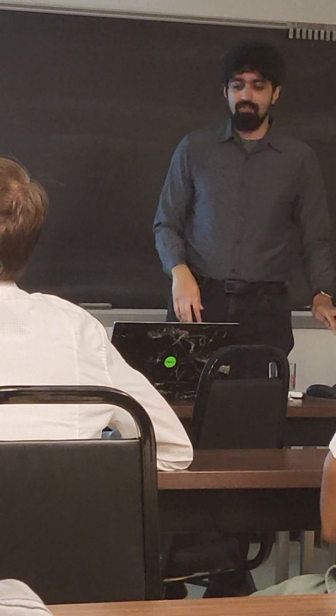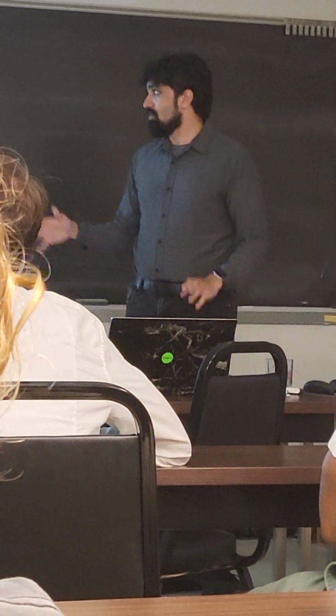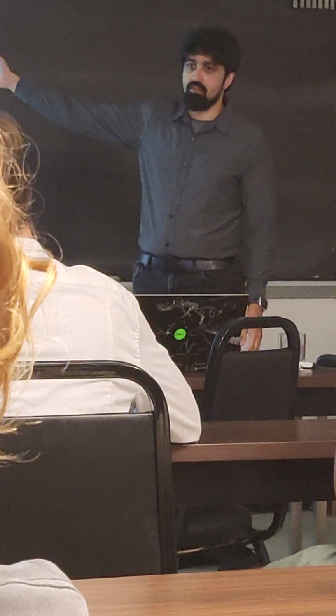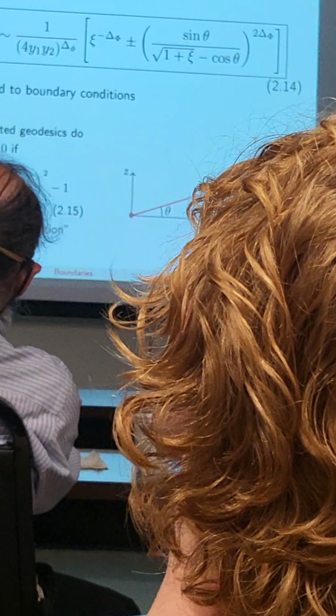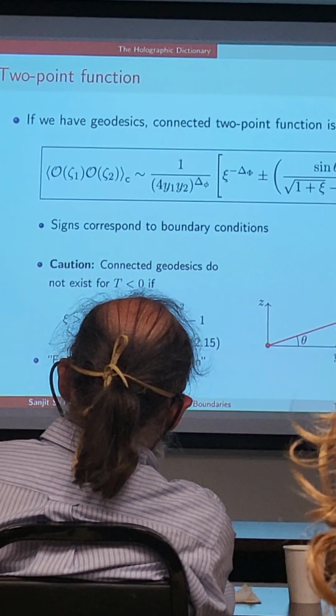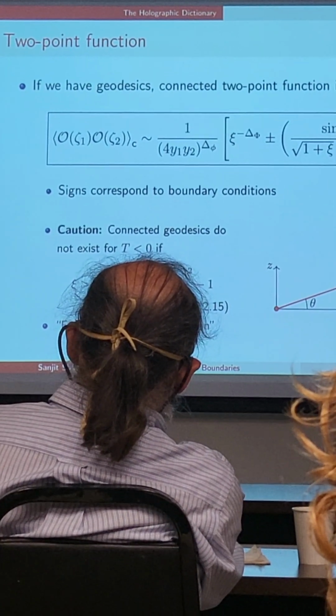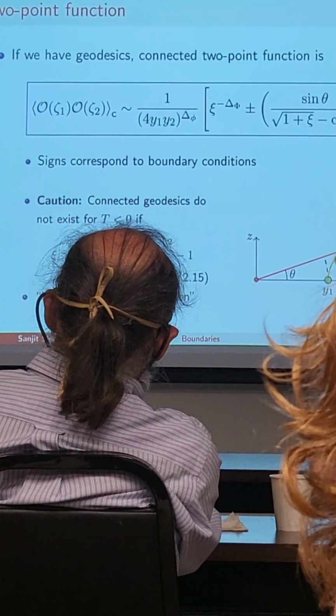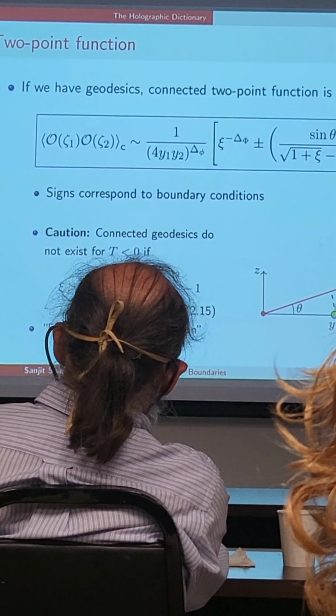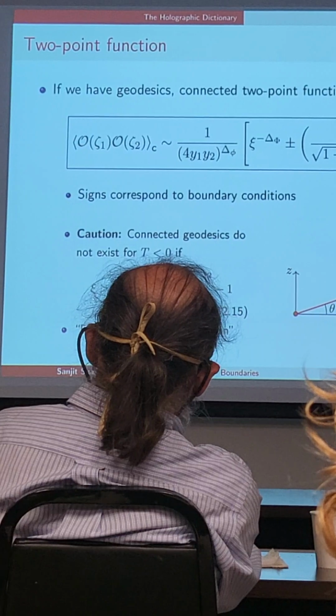From these geodesics, we get this form for the two-point function. The first term is the non-reflecting contribution. The second is the once-reflecting contribution. The plus or the minus is boundary condition dependent. Plus means you have some Neumann or some dynamical boundary condition. Minus means you have Dirichlet.